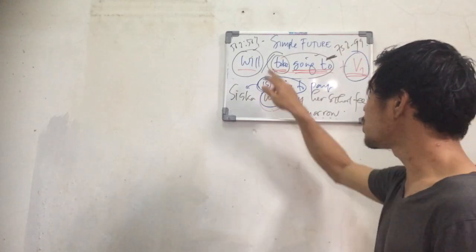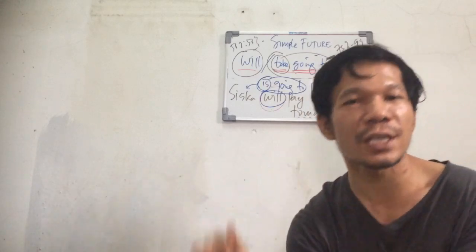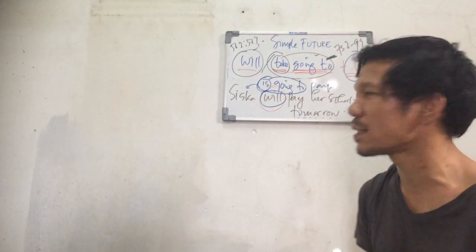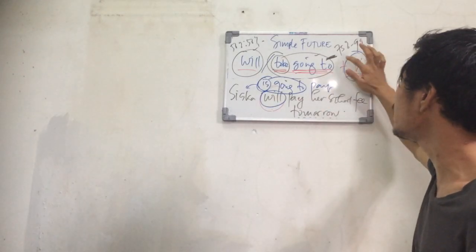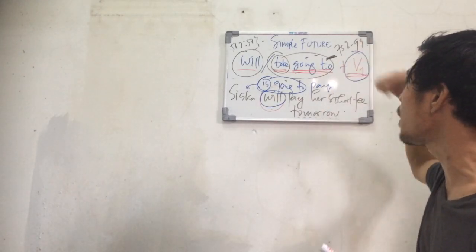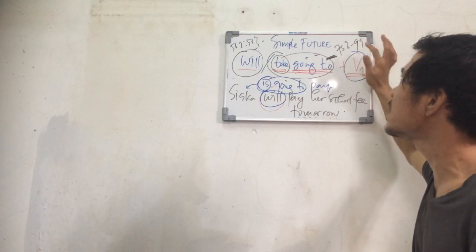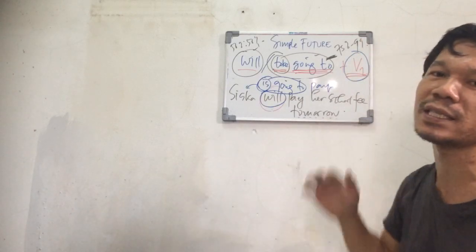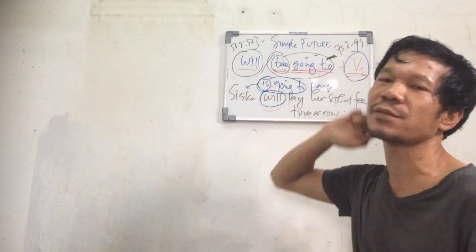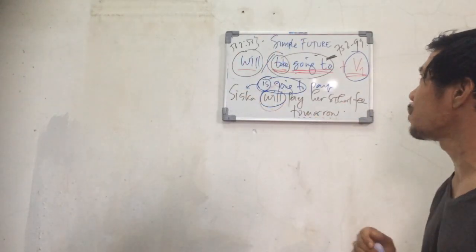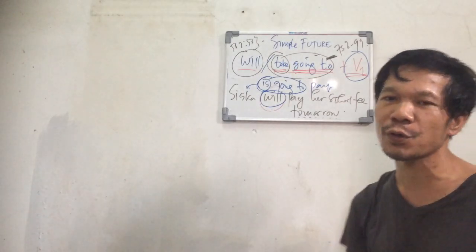I mean, if we use to be going to, that's a certain plan, sudah pasti, right? In Bahasa Indonesia, sudah pasti akan terjadi. And then, in my opinion, the plan is 70%, 75 up to 99%. But if we use will, 50% versus 50%. So that's my short explanation about simple future.